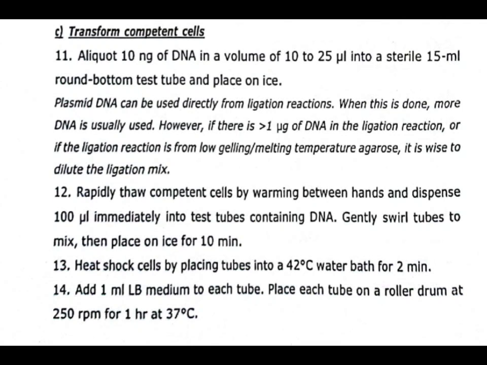Step number 12. Rapidly thaw competent cells by warming between hands and dispense 100 microliters immediately into the test tube containing DNA. Gently swirl the tube to mix, then place on ice for 10 minutes. Step number 13. Heat shock cells by placing tubes into a 42 degrees Celsius water bath for 2 minutes. Step number 14. Add 1 ml LB medium to each tube. Place each tube on a roller drum at 250 RPM for 1 hour at 37 degrees Celsius.